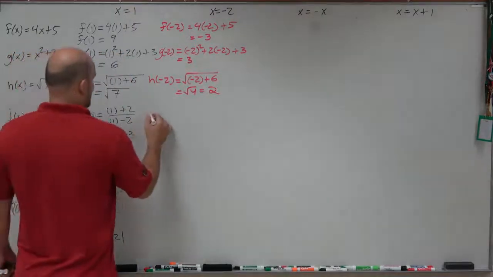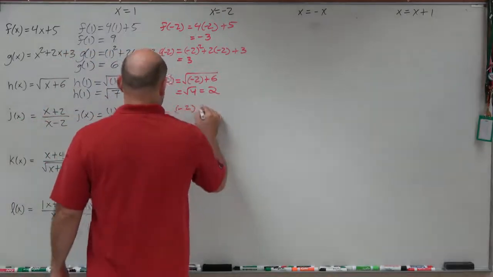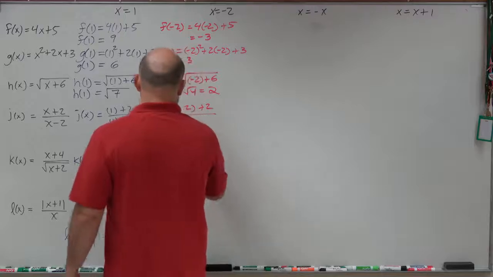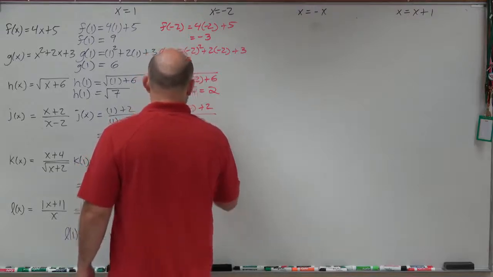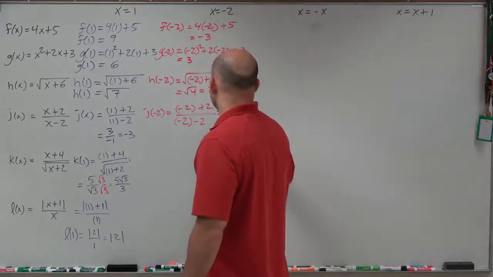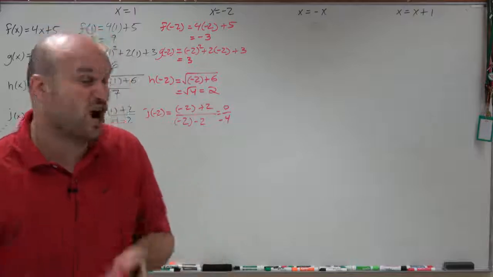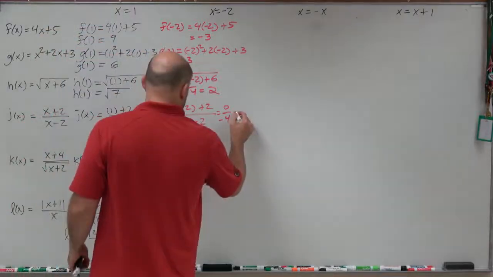OK, over here we have j of -2 equals -2 plus 2 all over -2 minus 2. Well, -2 plus 2 is equal to 0. -2 minus 2 is -4. However, whenever you have 0 in the numerator, it doesn't matter what it's divided by. It's always going to equal 0.